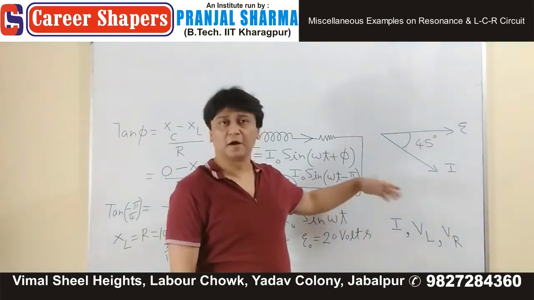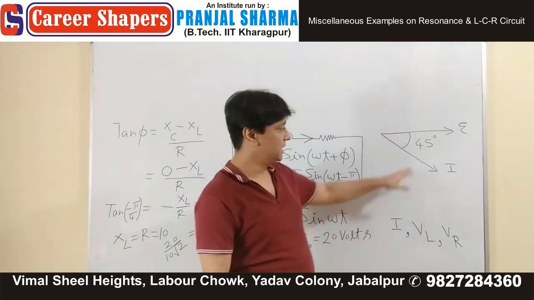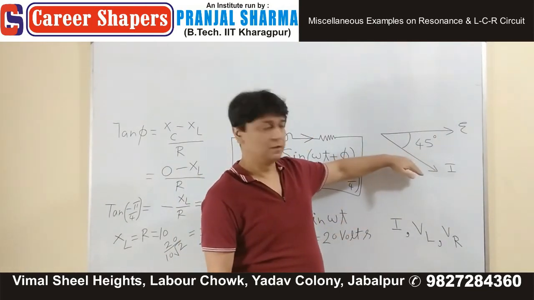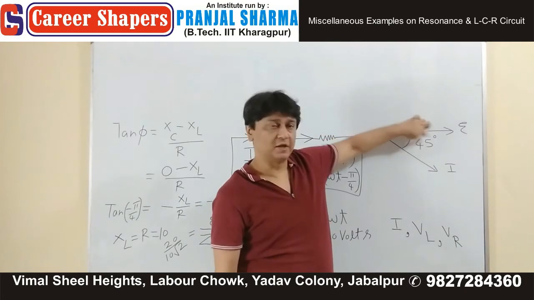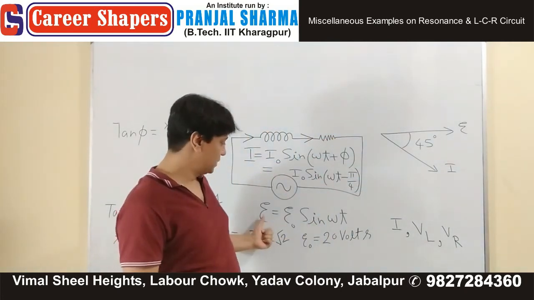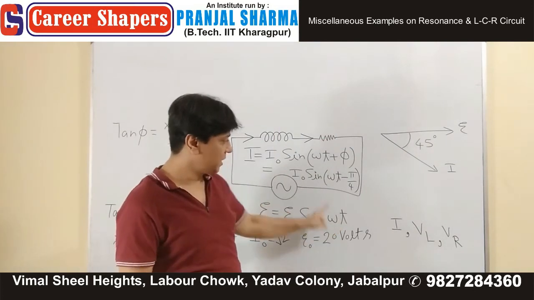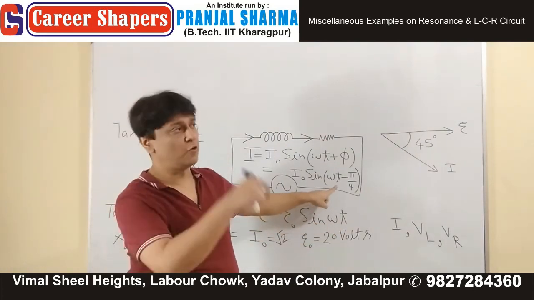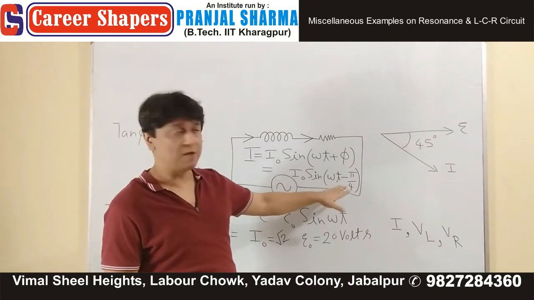This phasor diagram tells you what? It tells you that I is behind by 45 degrees. I is behind. Phase of source EMF is omega t, whereas current which is flowing in the circuit is omega t minus pi by 4.